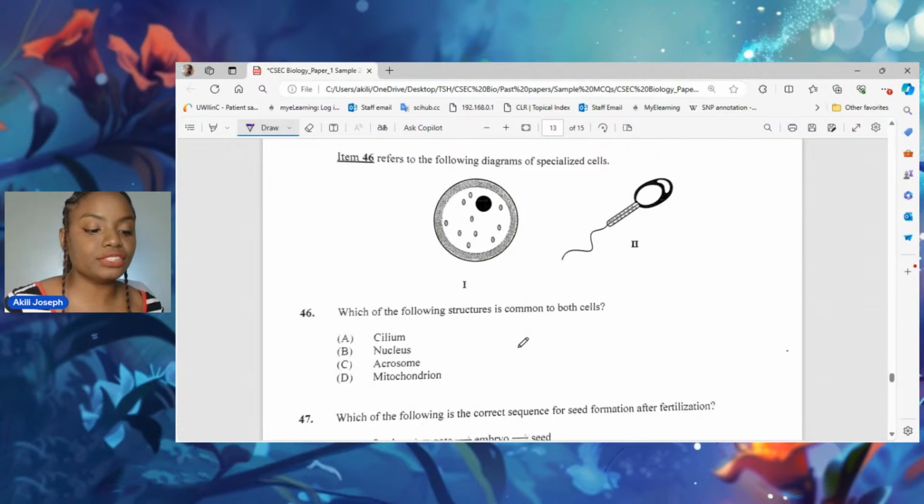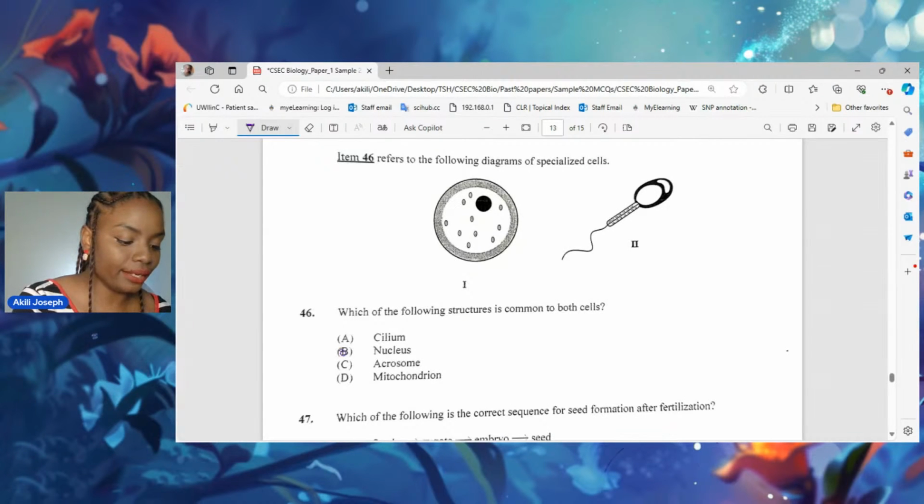Item 46 refers to the following diagrams of specialized cells. Which of the following structures is common to both cells? Cilium, nucleus, acrosome, or mitochondria? Right? They both have nuclei.